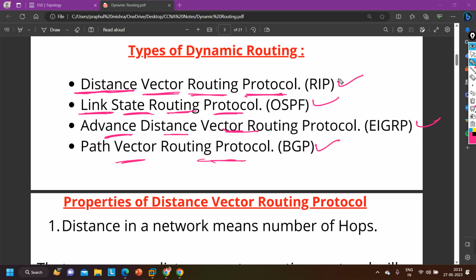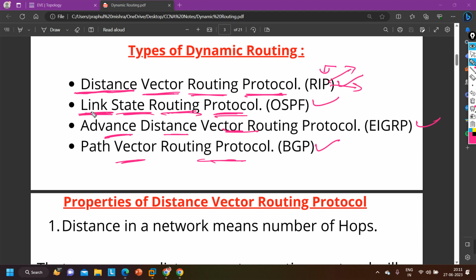Directly we will move to the two versions in configuration. RIP, sir? Yes, both are distance vector. And sir, what about ISIS? ISIS is a link state routing protocol. Okay, sir. Link state.